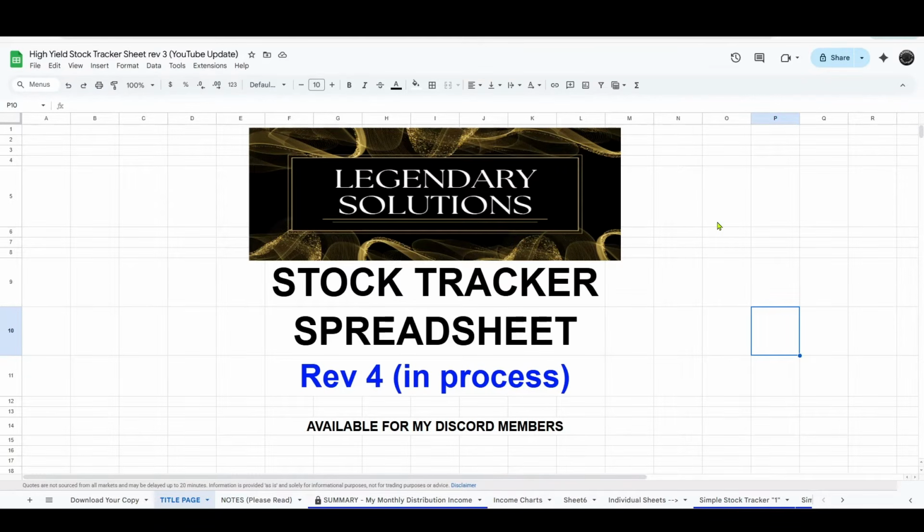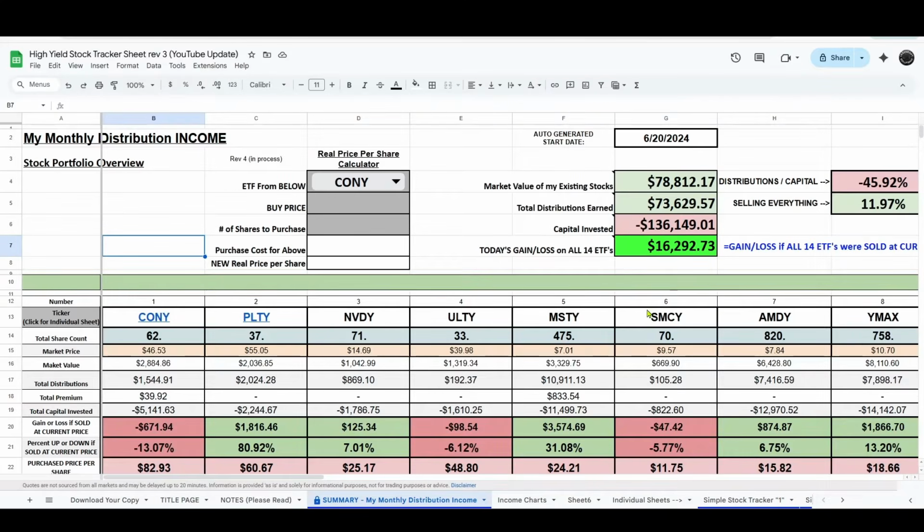So let's just go ahead and jump right into it. And let's take a look at my summary page. And this is my summary page. So one of the things I did add, and I've talked about on my previous video, is the real price per share calculator, which is your adjusted price per share calculator. And that takes into account your distributions.